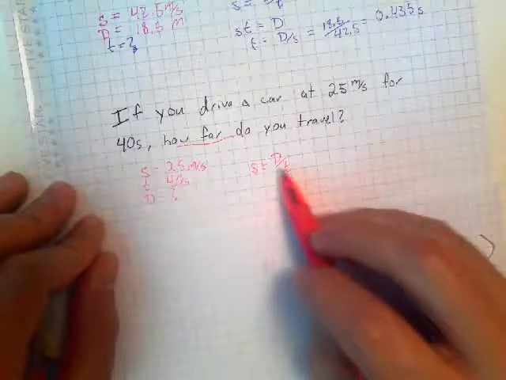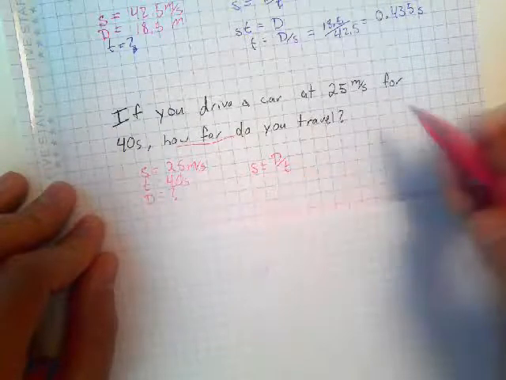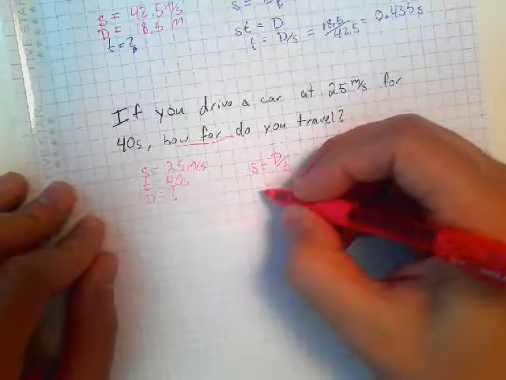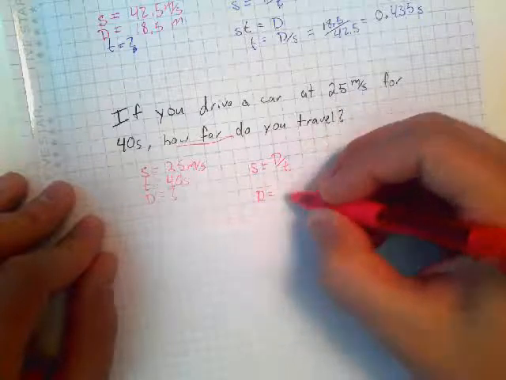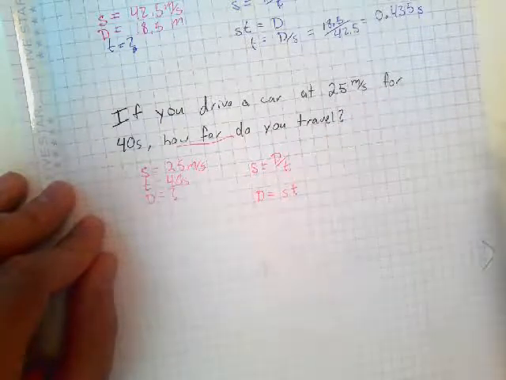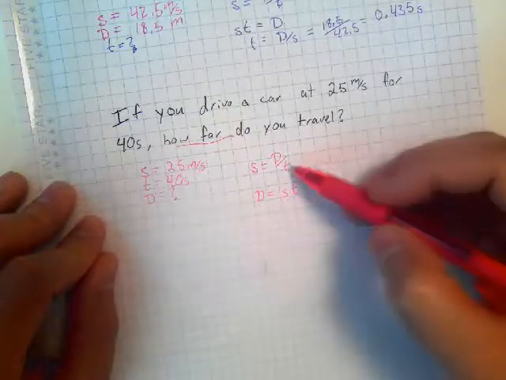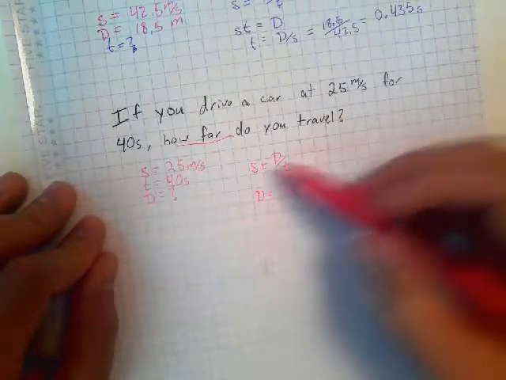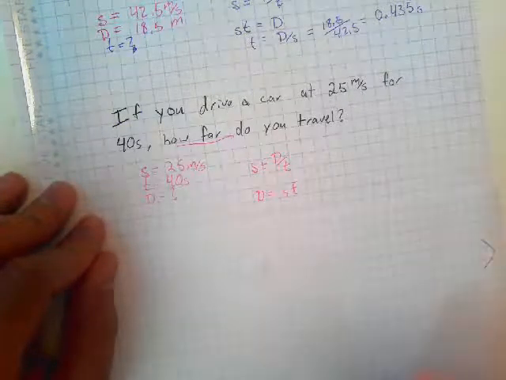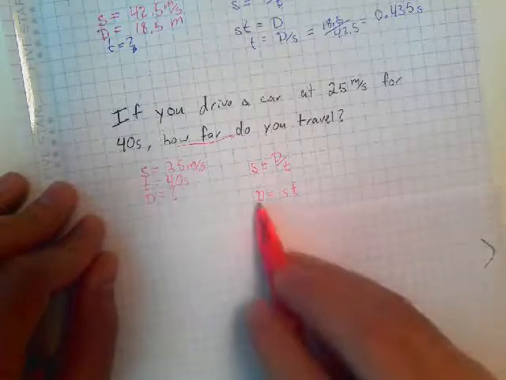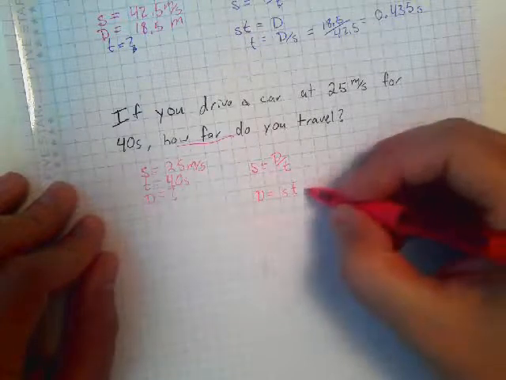And I want to get the distance by itself, right? So I'm going to multiply both sides by t, and that gets me d is equal to s times t. So I move the t over here, and then I just flip the sides to put the thing that I'm solving for on the left.